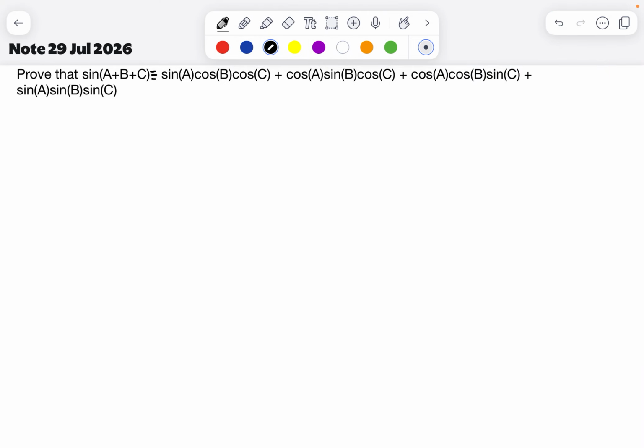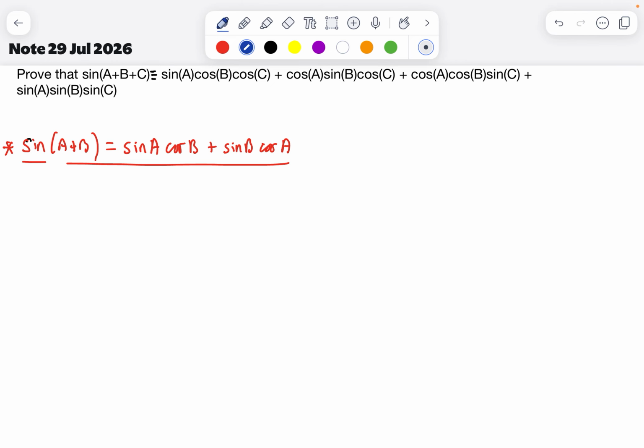Okay, this time a proof question. It's just using the addition formula. So we know that sine(A + B) is equal to sine A cos B plus sine B cos A, from the addition formula. So we're going to use that, but this is a special case.